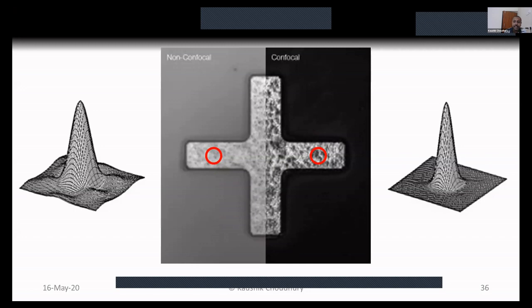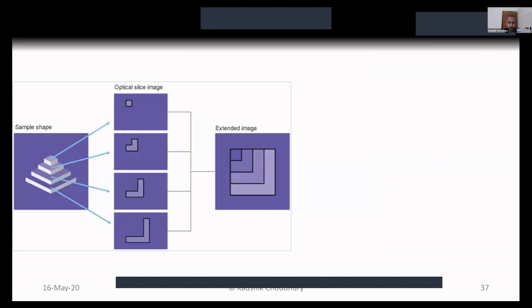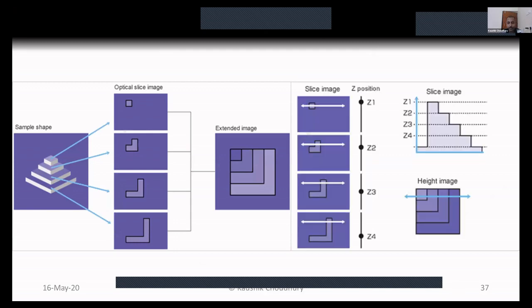So basically we are not getting background noises. Now, if we use this technique, we can actually have layer by layer information, and we can understand that if we integrate these layers with proper algorithms, we can have a 3D image or a 3D reconstruction from 2D slices.